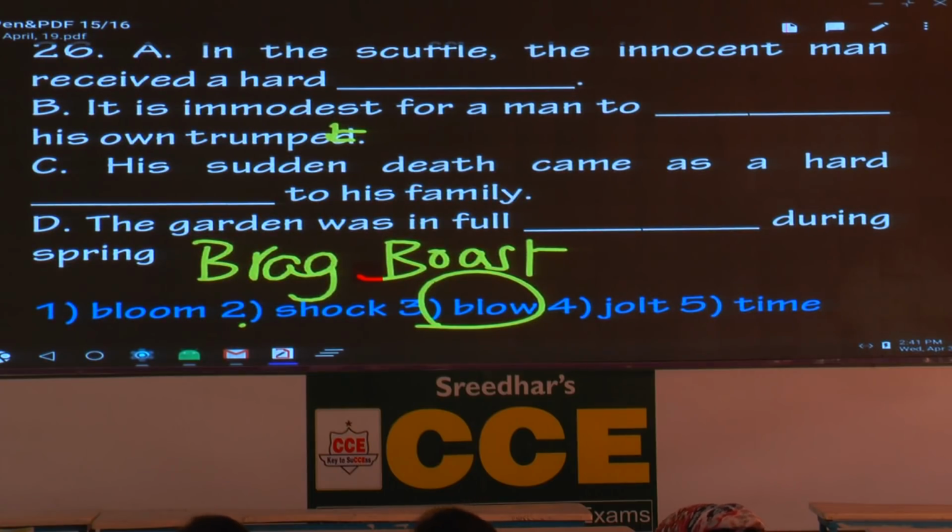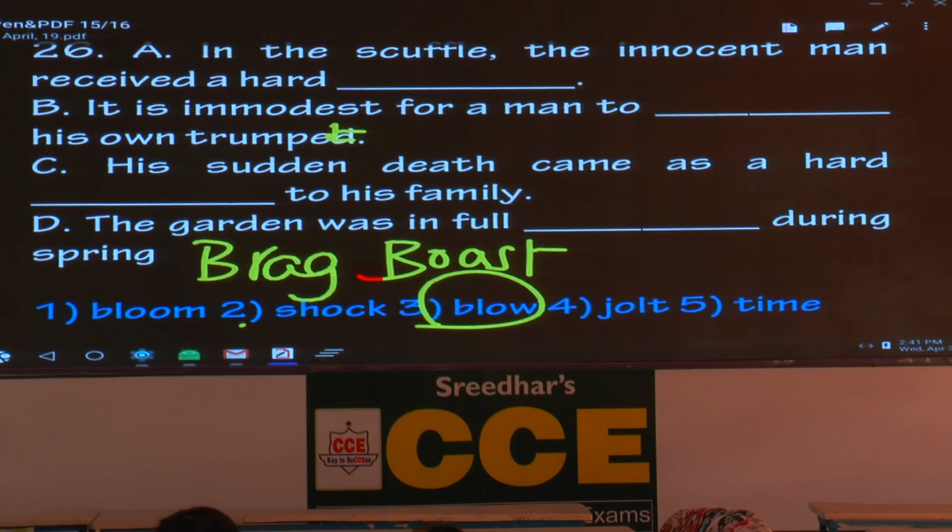Only one. Which one is that? The garden was in full bloom. And his sudden death came as a hard shock. Shock also you could use, no problem. It doesn't go with the first one, it doesn't go with the second one. And jolt. Here, his sudden death came as a hard jolt. You could use the word jolt also, something like a blow.